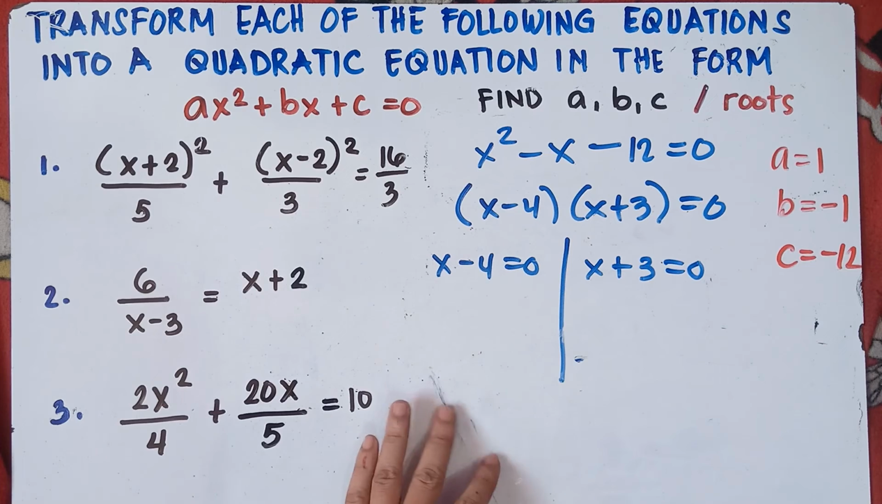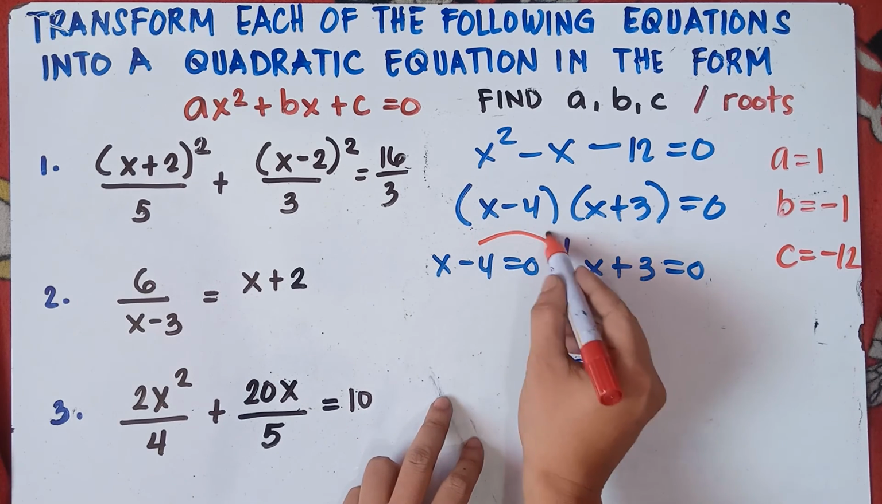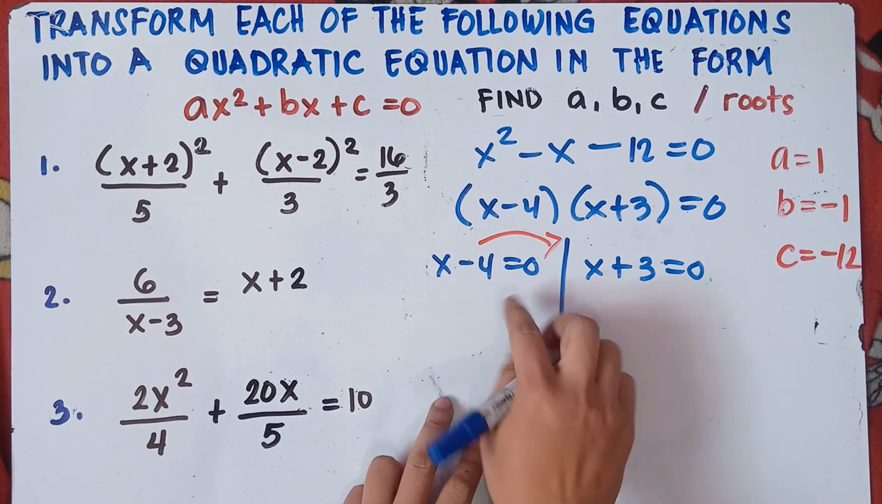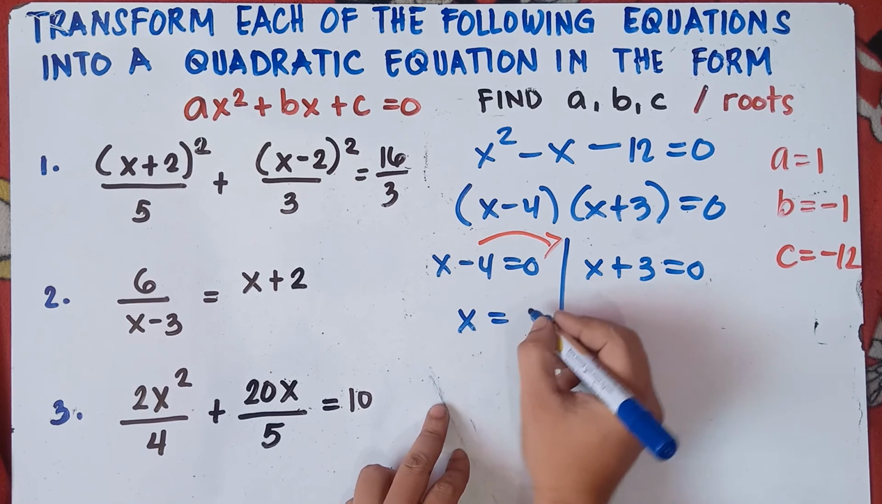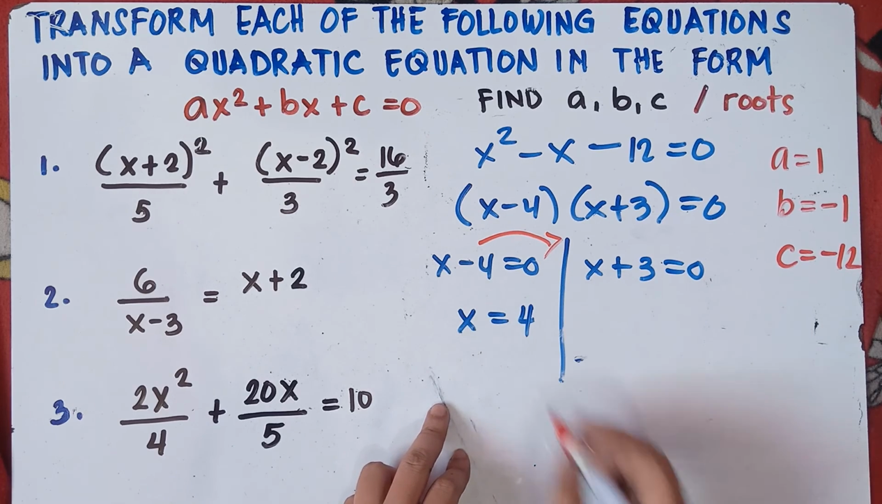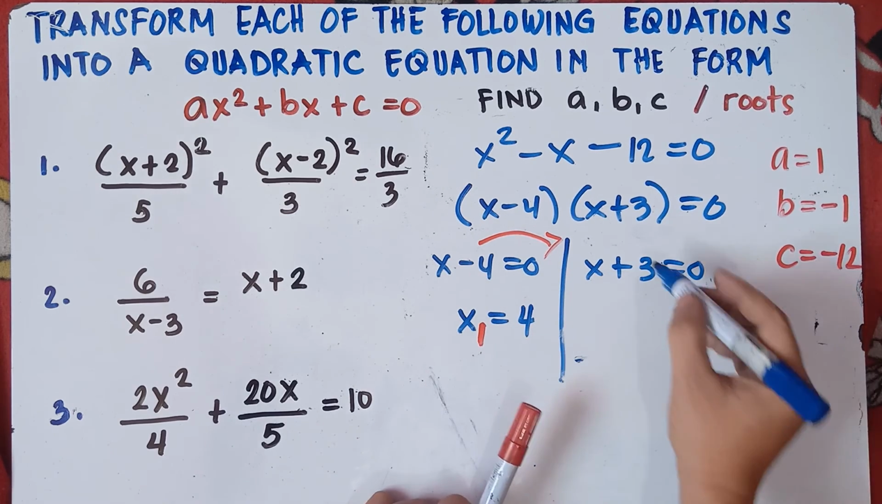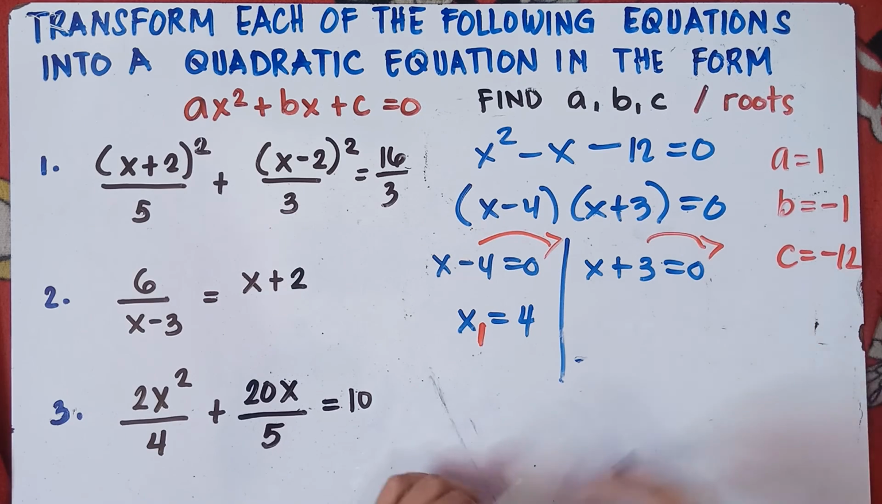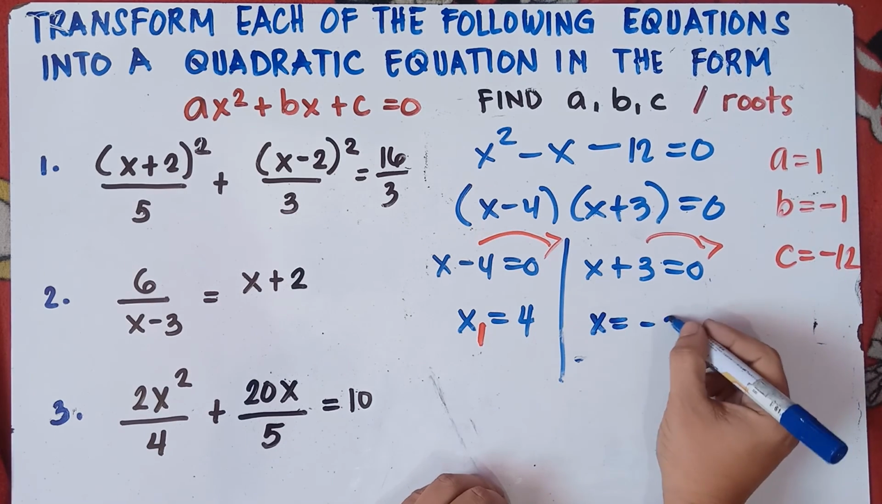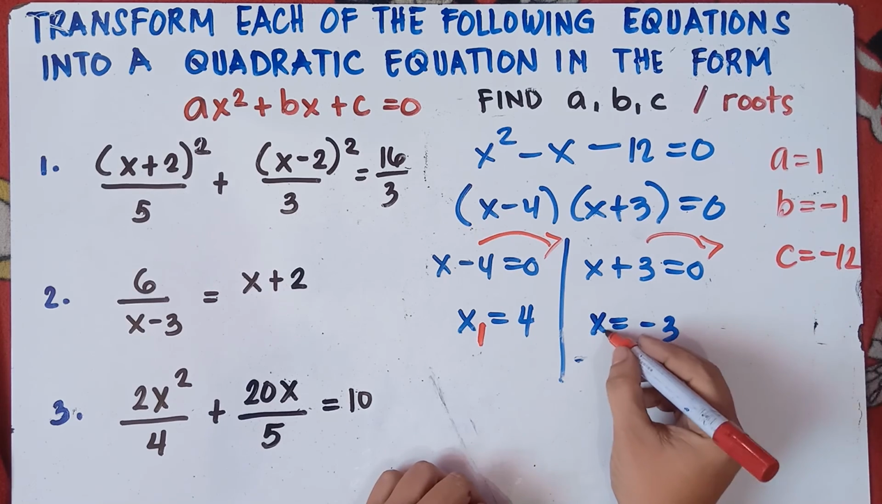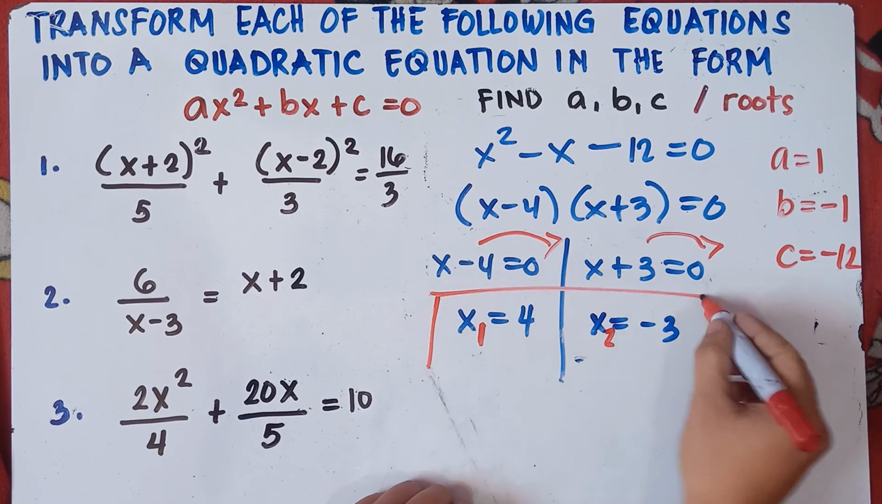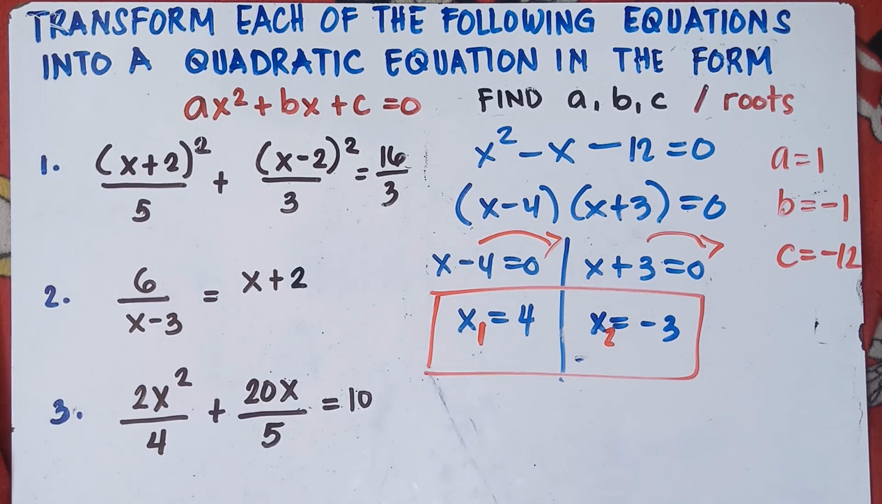So to find the roots, transpose negative 4 from left to right. This is negative. It will be positive 4. X equals positive 4. X sub 1. In this one, transpose. This is positive 3. It will be negative 3. X sub 2. That is our roots, class. X equals 4 and negative 3 for our roots. That's it, class. That's number 2.